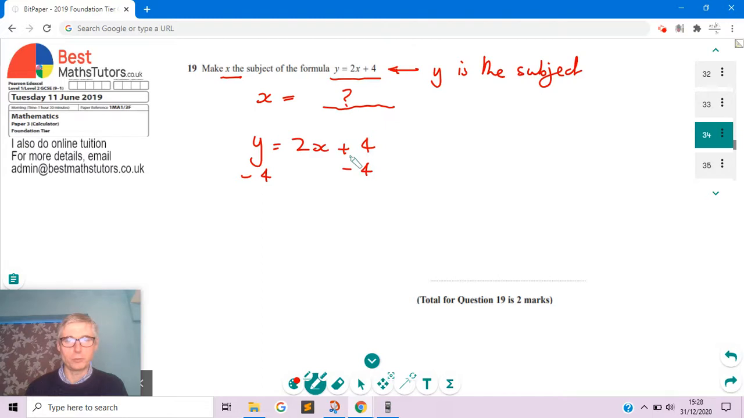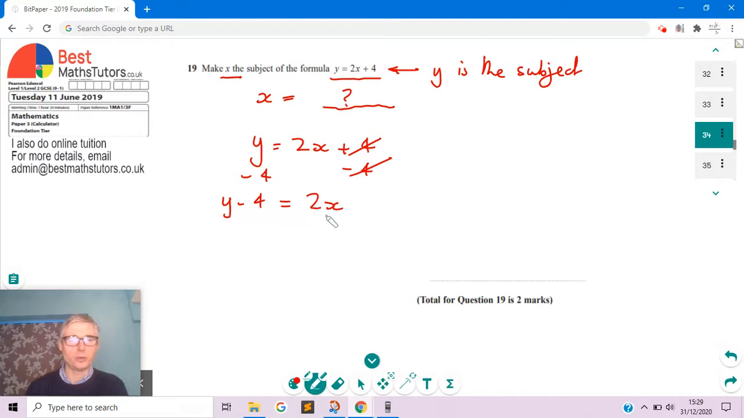The reason why we've taken away 4 from this side is that if we've got a plus 4 and a minus 4, they cancel each other out. And so that would mean that on the left-hand side, I've got Y minus 4. And on the right-hand side, I've just got the 2X. And now what I need to do is get rid of this 2. Well, that actually means 2 times X.